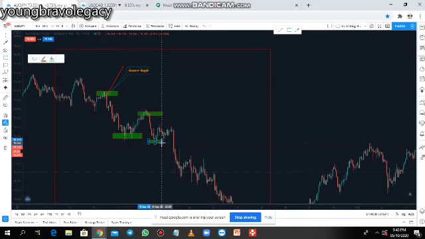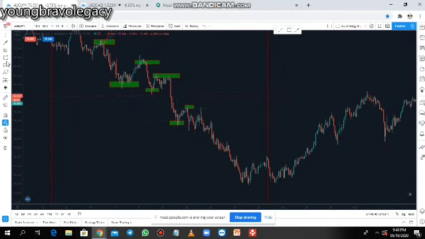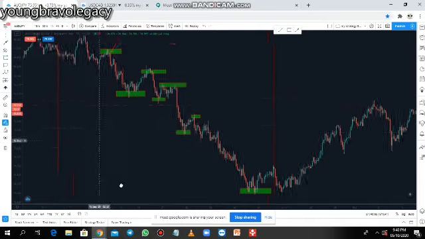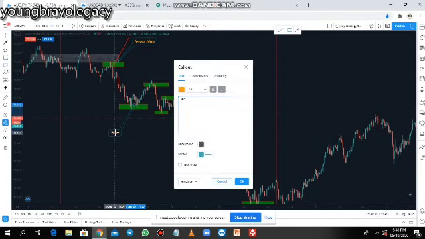So we have this, then we have this, then we have this. Let's keep going. Now we have a lower high here, which is also a resistance. Then we have a lower low here. We have a lower low.